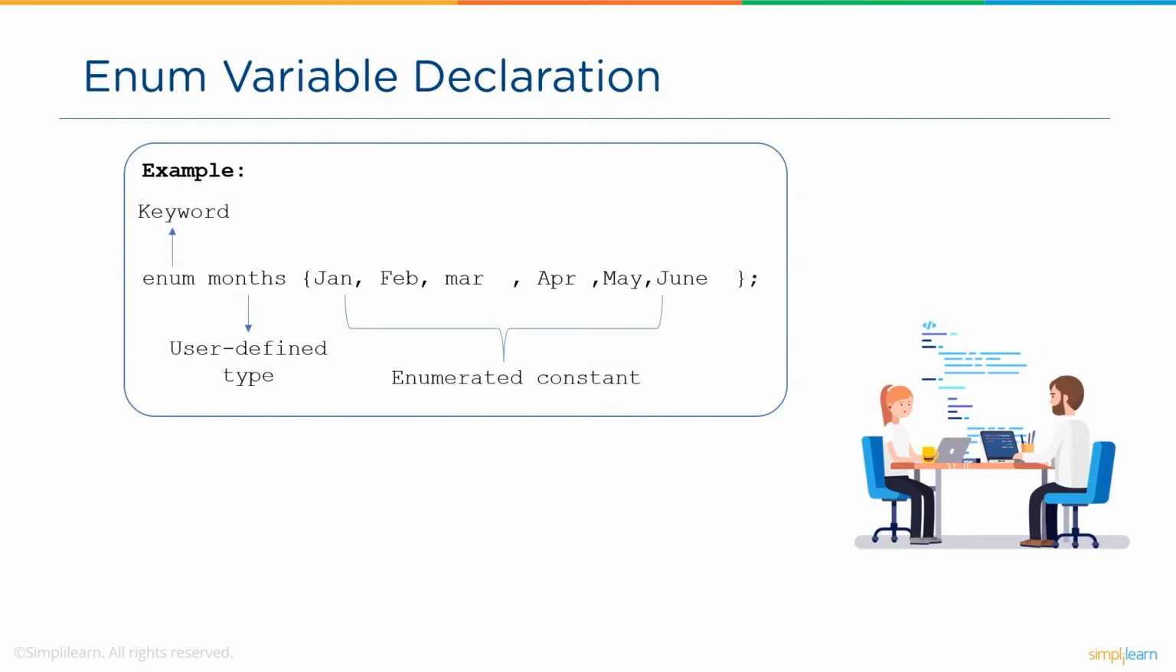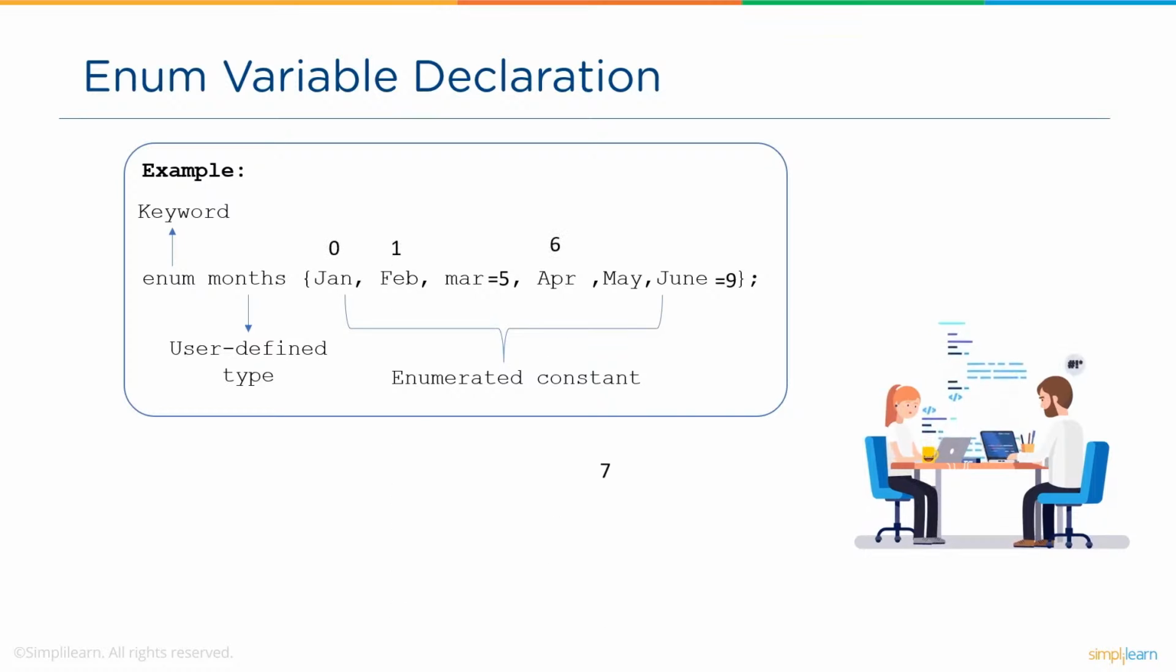For example, the value 5 is given to the constant March and the value 9 is assigned to the constant June. Then the compiler will automatically assign values to the rest of the constants, starting from Jan equal to 0, then Feb equal to 1, April to 6 because it considers the previous constant value plus 1, so that is 6, then May as 7, again last value 6 plus 1 is equal to 7.